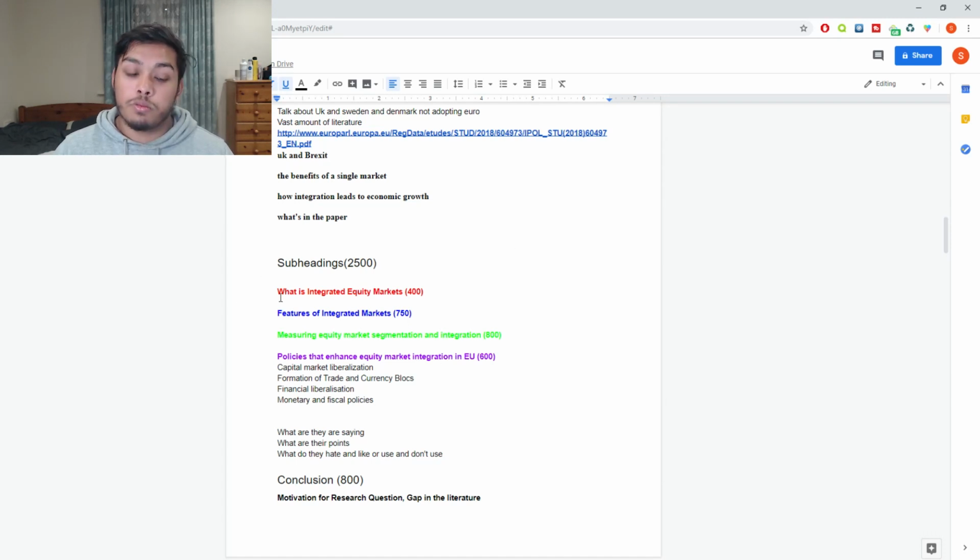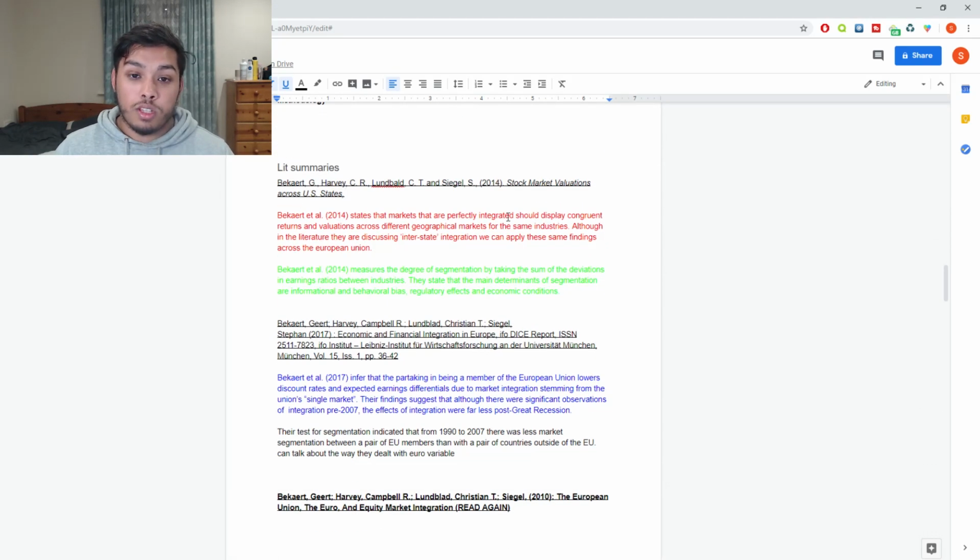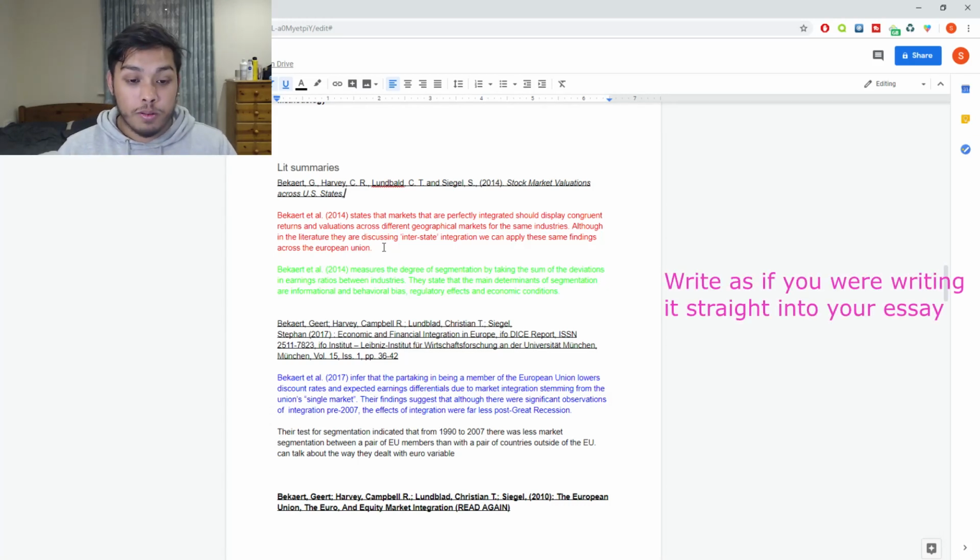So for example, this first one, what is integrated equity markets. I would look at the paper at hand, summarize what they said equity markets were, and highlight it in red. And the way I would analyze it or critically review it was to write straight onto the plan as it is, as you can see, and then at the end all I would have to do is copy and paste it.